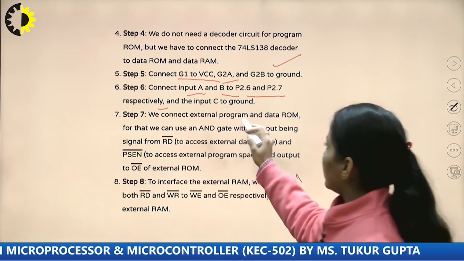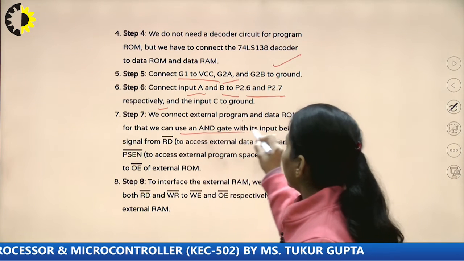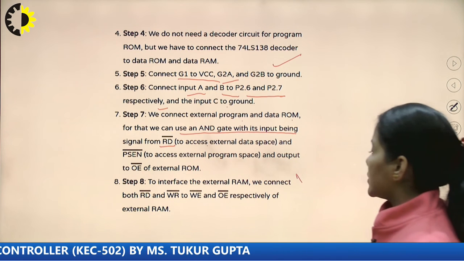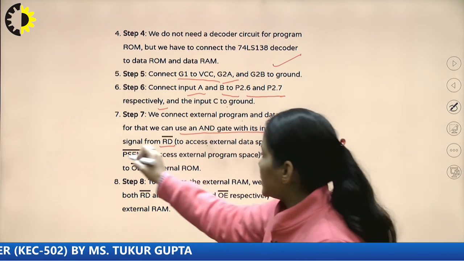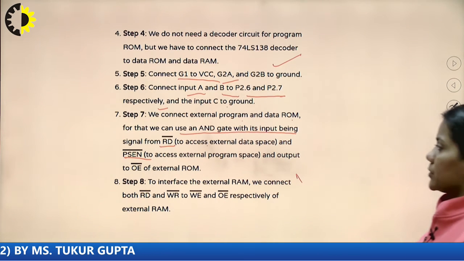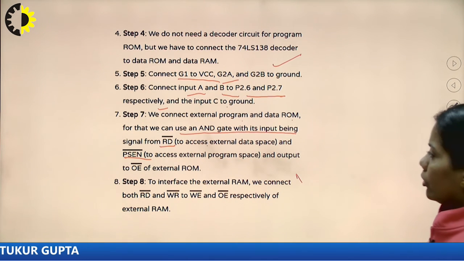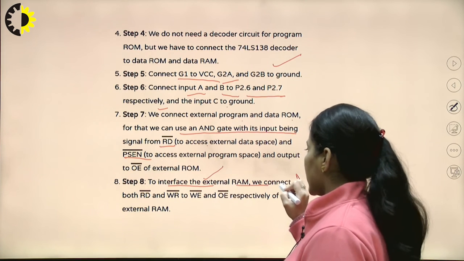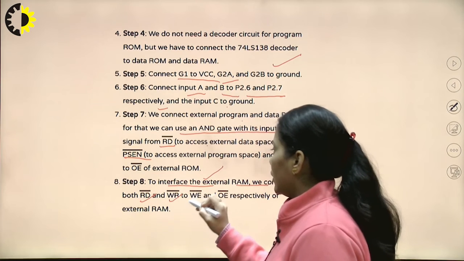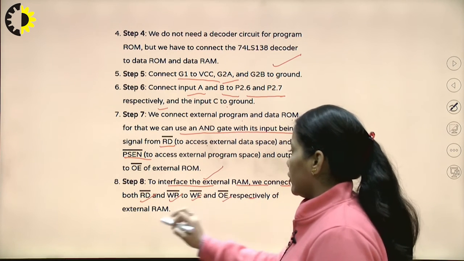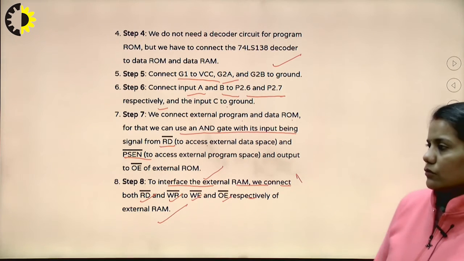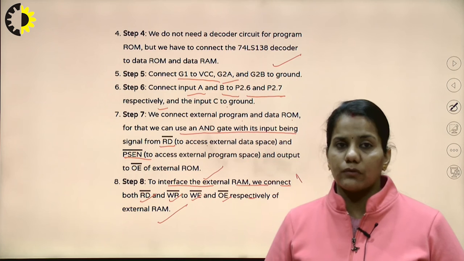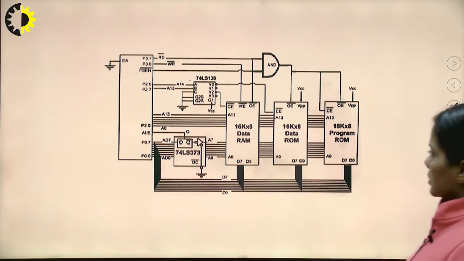We connect external program and data ROM. For that we can use an AND gate with its inputs being the read signal to access the external data space and PSEN to access the external program space, and the output goes to OE of the external ROM. Now to interface the external RAM, we connect both RD and WR to OE and WE respectively of the external RAM. This we all know. So what we have to notice is which pins are to be connected to the external ROM and RAM. So this is the interfacing diagram.